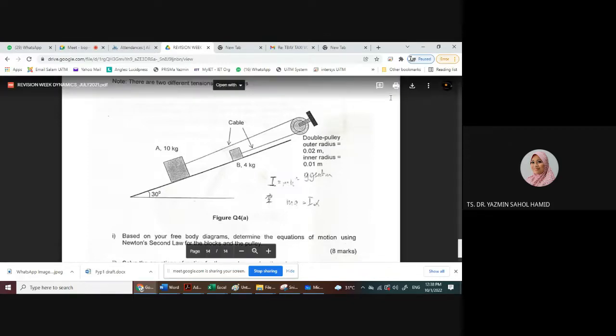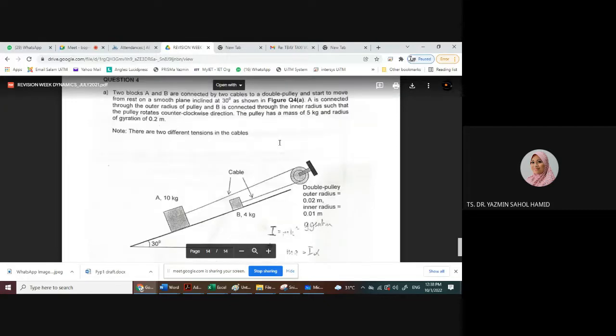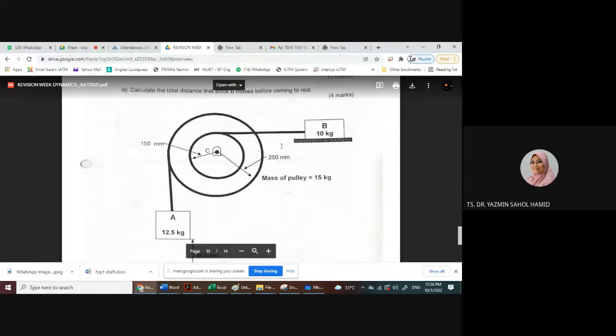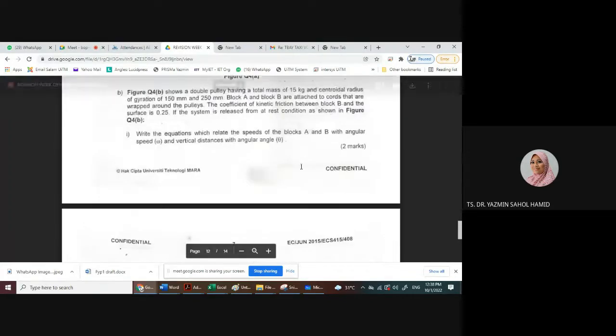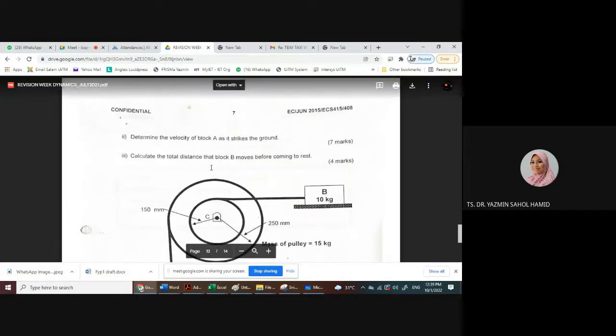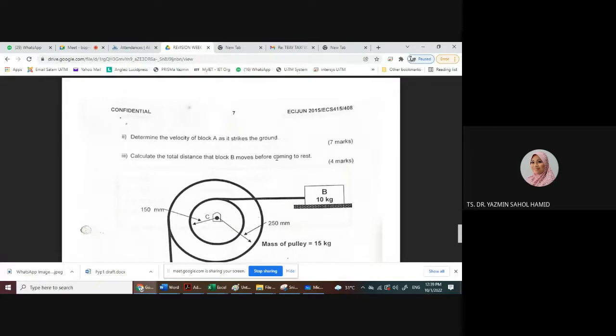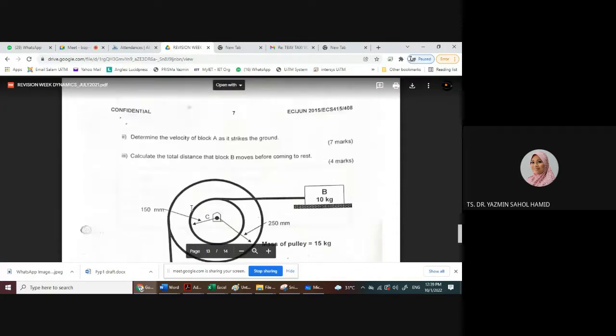Okay. Alright. So I rasa soalan ni you boleh cuba buat sendiri. Now soalan ni pun sama. Nampak tak soalan ni? Write the equation. Okay, untuk soalan ni nampak? Calculate the total distance of block B moves before coming to rest. Untuk soalan ni sebenarnya method apa you boleh pakai? Dia tak cakap method apa.